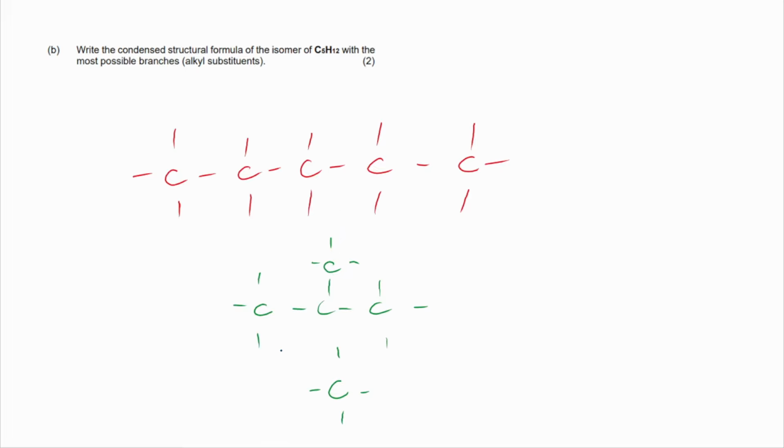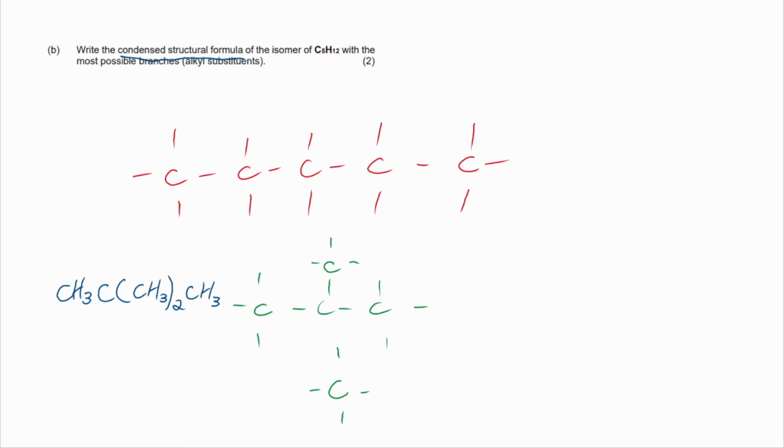But what I have to do now is write a condensed structural formula. I like to do these left to right. So we're going to have CH3, and then we're going to have this carbon. On this carbon I have 2 of these groups, and after that carbon I have just a normal CH3.